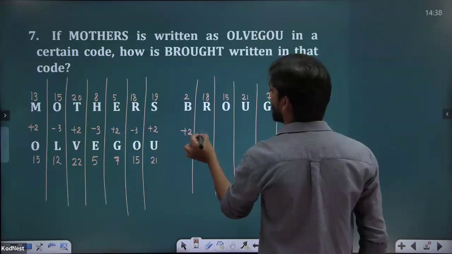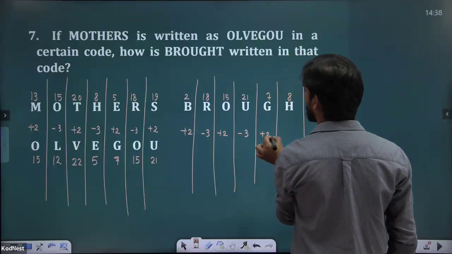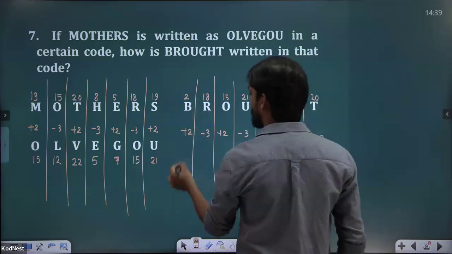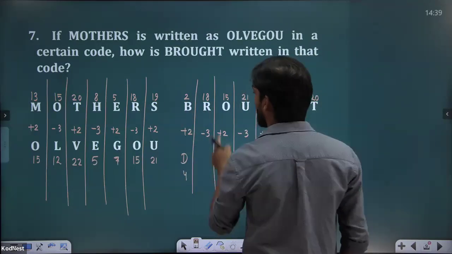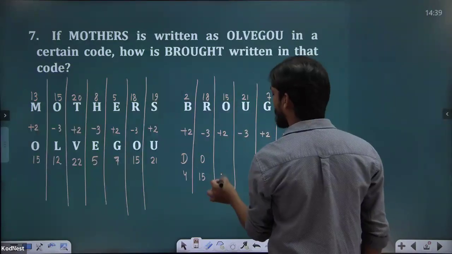So plus 2 minus 3, plus 2 minus 3, plus 2 minus 3, and plus 2. So 2 plus 2 is 4. 4 is D. 18 minus 3 is 15. 15 is O. 15 plus 2 is 17.